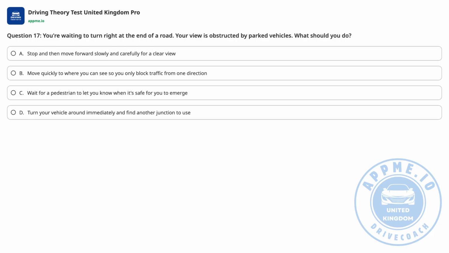Question 17. You're waiting to turn right at the end of a road. Your view is obstructed by parked vehicles. What should you do? A. Stop and then move forward slowly and carefully for a clear view. B. Move quickly to where you can see so you only block traffic from one direction. C. Wait for a pedestrian to let you know when it's safe for you to emerge. D. Turn your vehicle around immediately and find another junction to use.